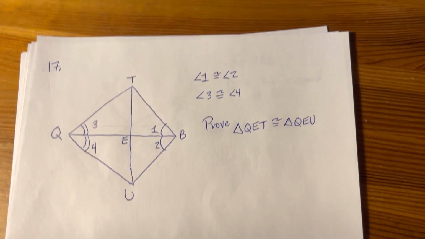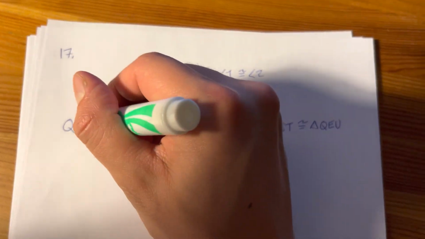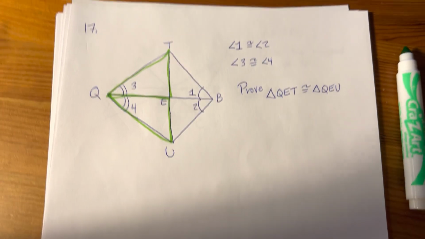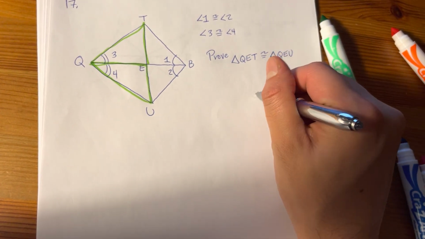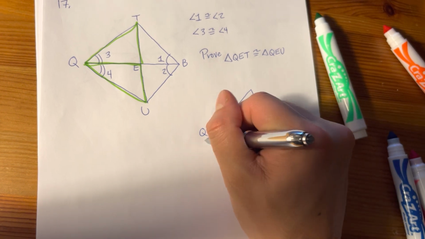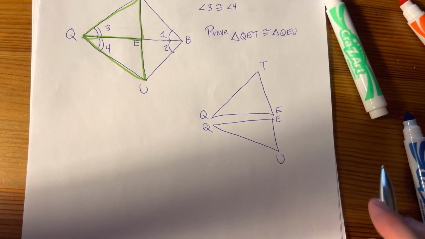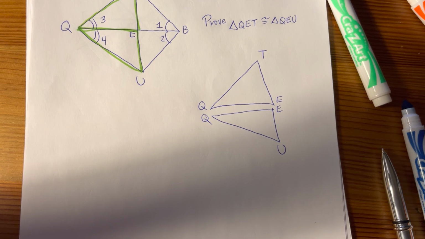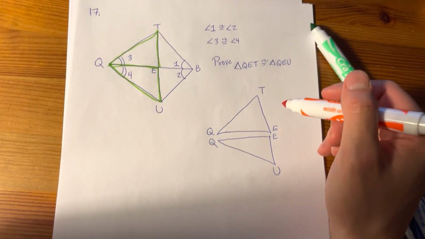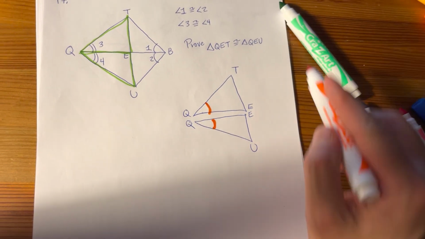Let's look at number 17. So now here's where we're getting a little more difficult. What do we want to prove? We want to prove that QET is congruent to QEU. That triangle is congruent to that triangle. So I'm going to draw this in steps. First, I'm going to draw these triangles, the ones that I'm trying to prove. Okay. And let's see what I know. Do I know anything at all yet? I know angle 1 equals angle 2. That's not in these triangles. I know that angle 3 equals angle 4, which is this right here and this right here.